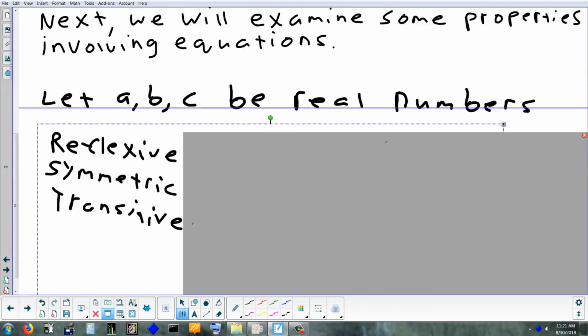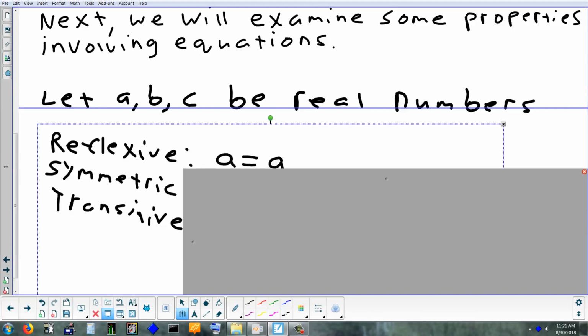Reflexive. If you get confused, kind of think about it. If you look into a mirror, compare what you see in the mirror to what is standing in front of the mirror. How do they compare? Yeah. A equals A. Yeah, basically it's the same thing, right? Something equals itself. So that's reflexive.